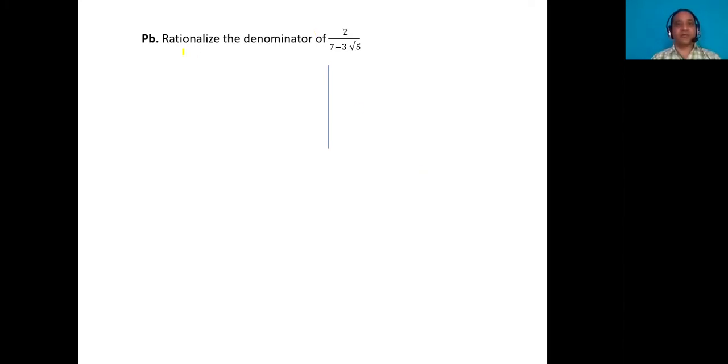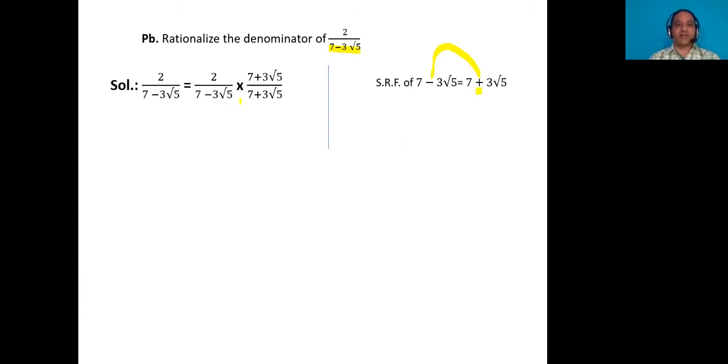So here, again, the next problem is to rationalize the denominator of 2 over 7 minus 3 root 5. What will be the simplest rationalization factor of 7 minus 3 root 5? 7 plus 3 root 5. We simply change the sign. Here it was minus, now it is plus. So we will simply multiply with this, the denominator and the numerator both.